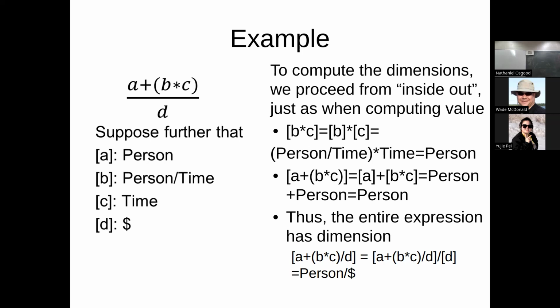And so we have persons up top now. From adding person to person, we get a person, divided by something that's dollars. What's the overall dimension then? Person per dollar. Yeah. How many persons we could say per dollar invested in contact things? Okay.